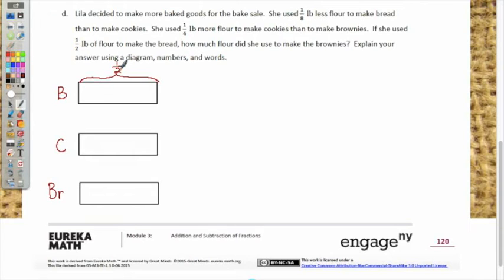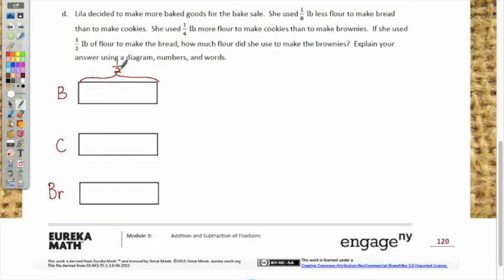Okay, so now that I know bread, I know that each of these will be 1/2 right there at the top. And so then I can add or subtract from 1/2 to figure out the rest of them.